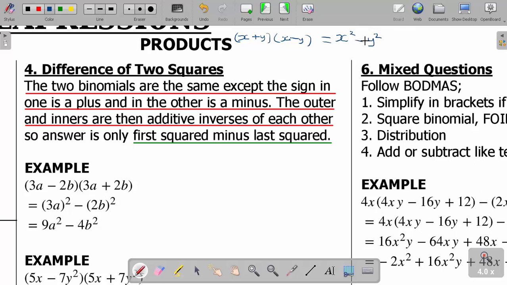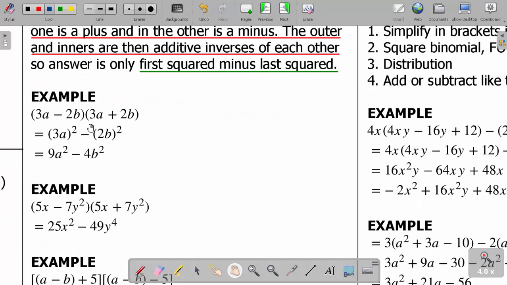Another example here: we have (3a minus 2b) and (3a plus 2b). So 3a, 3a, 2b, 2b, the difference is minus and plus. So it's going to be first term squared, which gives us 9a squared, then minus last term squared, which gives us 4b squared. Hope we are together.